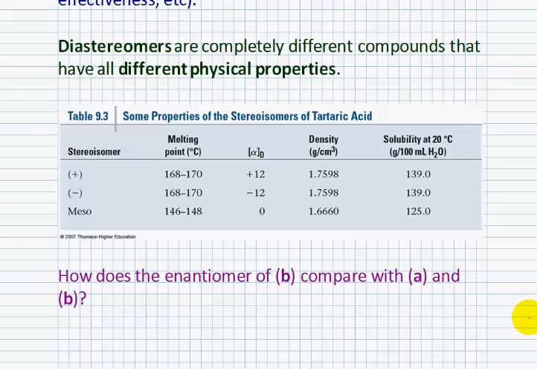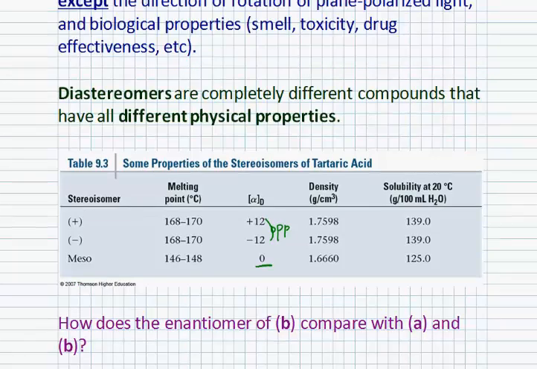So if you take a look at these 3 stereoisomers of tartaric acid, like we talked about, plus and minus have the same melting point, plus and minus have the same density, plus and minus have the same solubility. They have opposite optical rotation, equal and opposite, plus 12 and minus 12. The meso compound is different from those other 2. It has a different melting point, has no optical activity, because it's achiral, different density, different solubility.